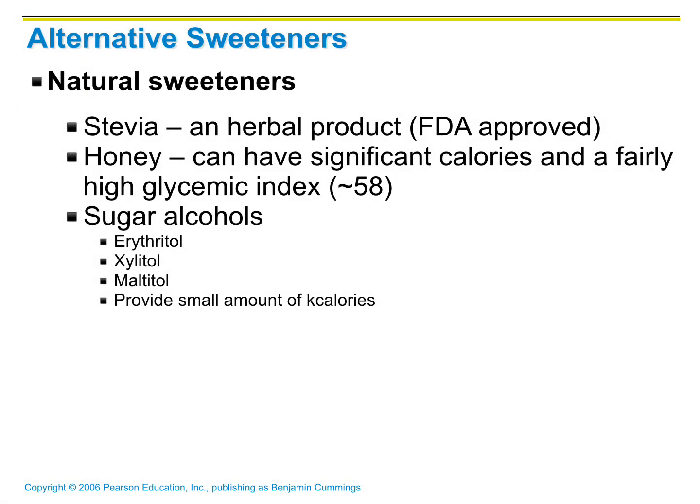So your natural sweeteners are stevia. This is an herbal product and all natural. Honey is also natural. However, honey does have calories and a fairly high glycemic index of about 58. The other natural sweeteners are erythritol, xylitol, and maltitol. These are all sugar alcohols. They're not alcohol. They're actually carbohydrates called sugar alcohols. So those are your natural sweeteners.